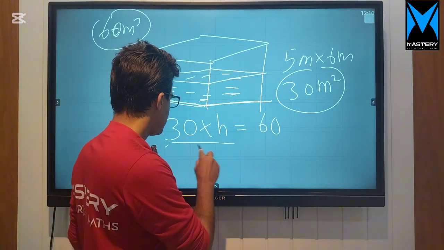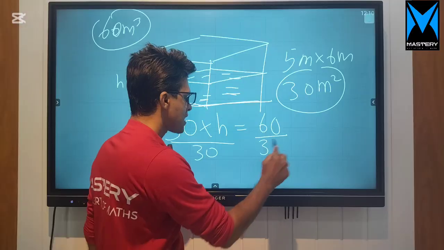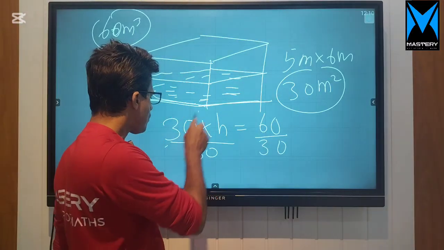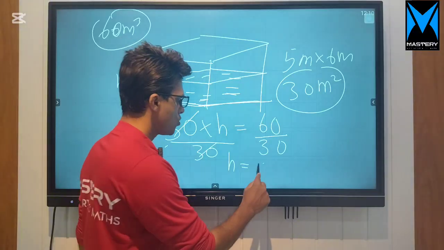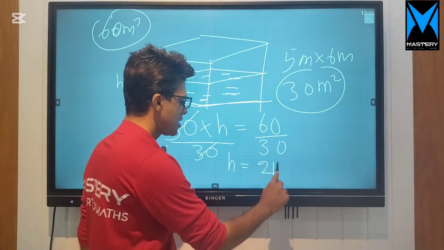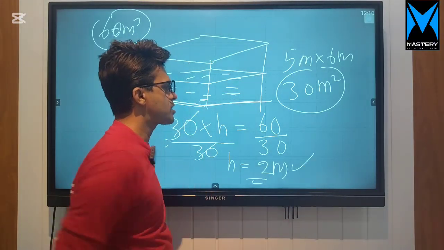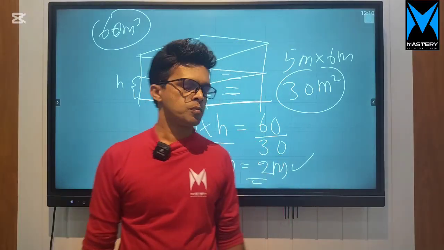Now how can you get the value of h here? Both sides can be divided by 30. Now 30 and 30 can be cancelled out. 60 upon 30 is 2. So the answer is 2 meters. The height of this container should be equal to 2 meters.